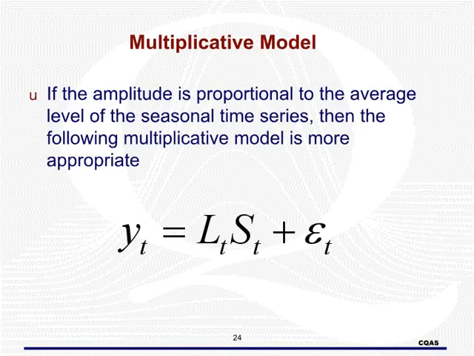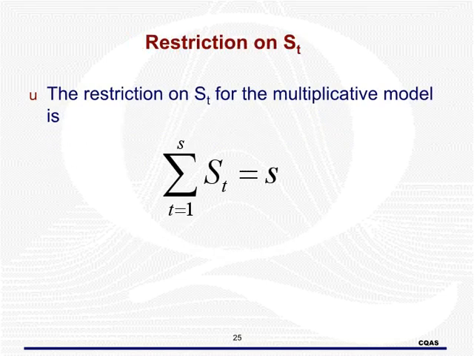Now let's talk about the multiplicative version of seasonal exponential smoothing. You should notice the difference right away between this function and the additive one. In this case, we take the product of the two components instead of the sum. The restriction on the sum of the seasonal pieces is also different. For the multiplicative technique, the sum of the seasonal pieces should be s, whereas in the additive case it was 0.